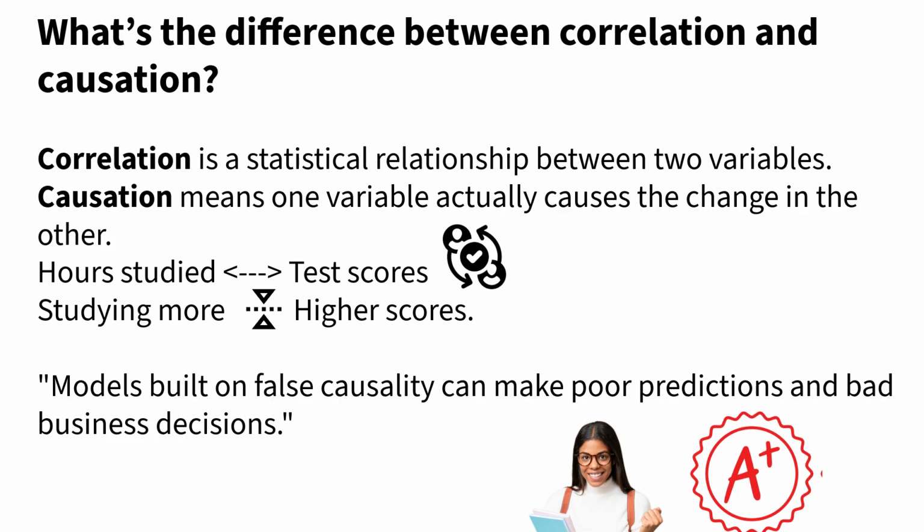For example, if there's a strong correlation between hours studied and test scores, it suggests a relationship, but causation implies that studying more directly leads to higher scores. To establish causation, you typically need controlled experiments, not just data analysis. Understanding the difference is critical in data science. Models built on false causality can make poor predictions and bad business decisions.